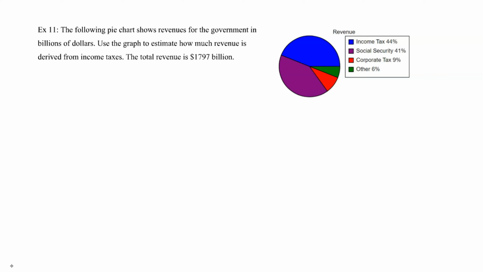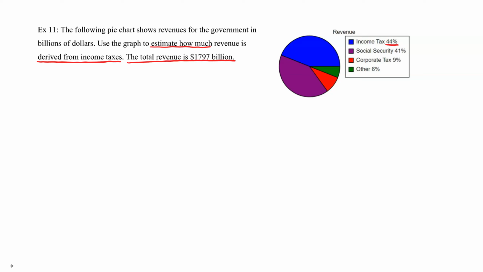So in this example, we are looking at a pie chart, and we're told it's showing revenues for the government in billions of dollars. We want to use the graph to estimate how much revenue is derived from income taxes. Total revenue is $1,797 billion. Total revenue, we're specifically focused on income taxes. So with income taxes right here, that's 44%. And we are going to estimate how much.